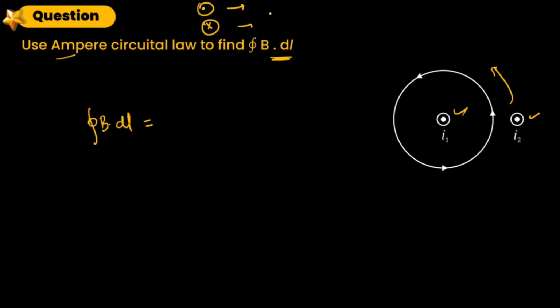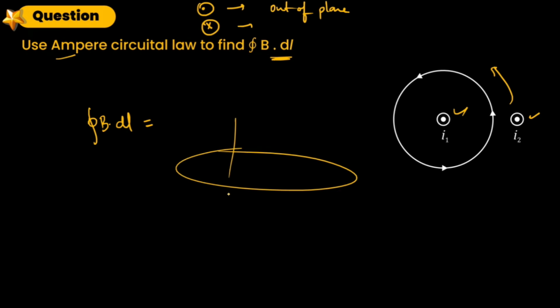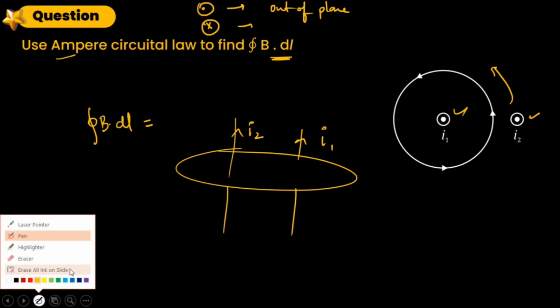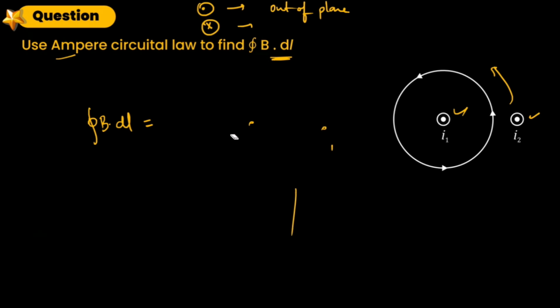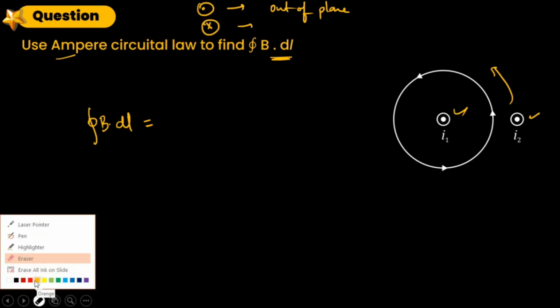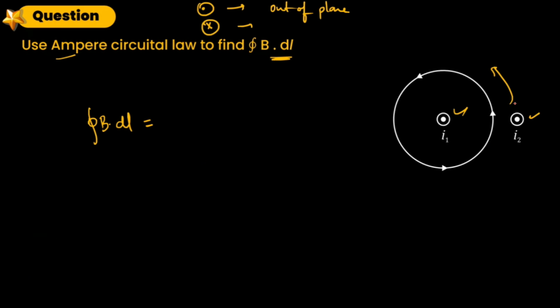So dot means it is going out of the plane. Here you can assume that there must be a loop, and this loop has two wires, and these two wires are supposed to carry current in the outward direction, I1 and I2, like this. So this is what the dot represents. And cross represents into the plane. Here, both the wires are carrying current coming out of the plane.